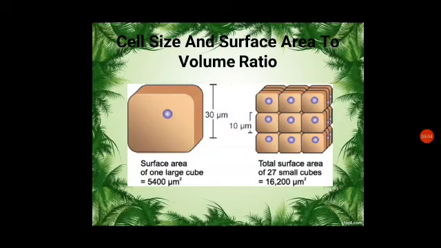Now move to cell size and the surface area to volume ratio. You can see that many small cubes have more surface area than one large cube. If the surface area is more, the cell can perform the function assigned to it. It means the surface area of one large cube is less than the total surface area of 27 small cubes of the same volume.